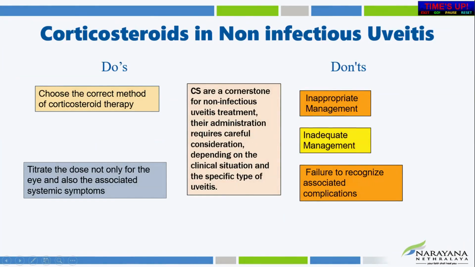Coming to corticosteroids, choosing the correct method of corticosteroid therapy depends upon the type of uveitis. We need to titrate the dose, not only for the eye but also to treat the associated systemic symptoms. We should not use an inappropriate method or route. We have to give an adequate dosage, and failure to recognize associated complications like CSCR can result in a worse outcome. Corticosteroids are the cornerstone of non-infectious uveitis treatment.